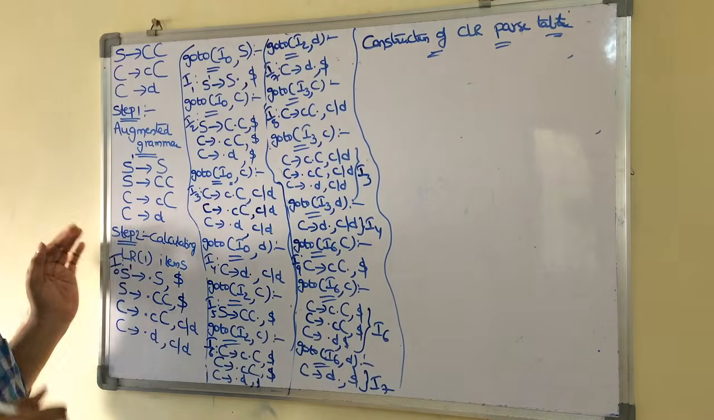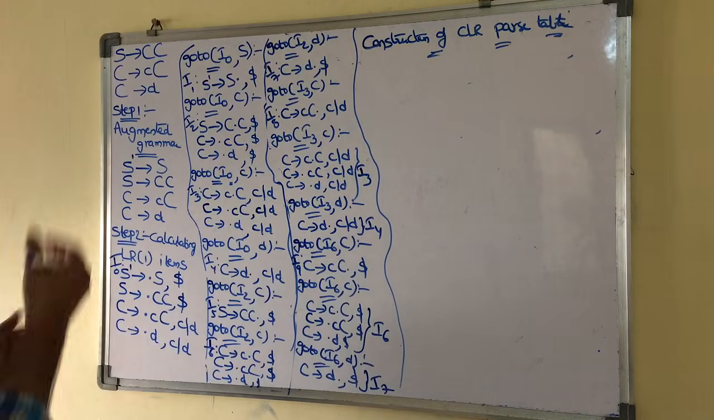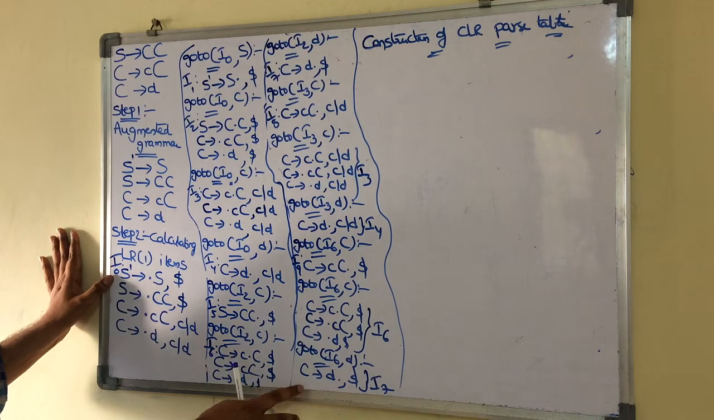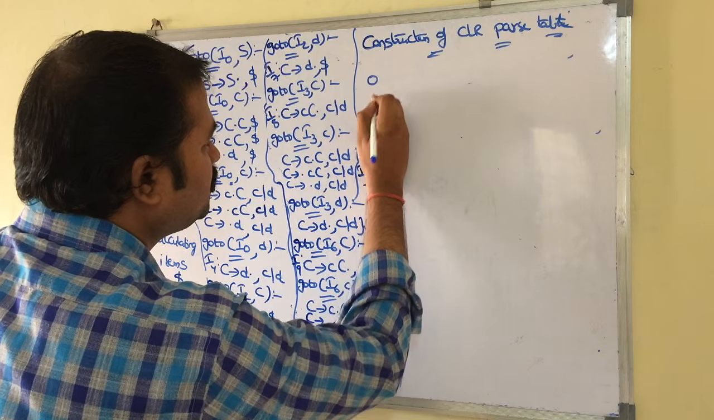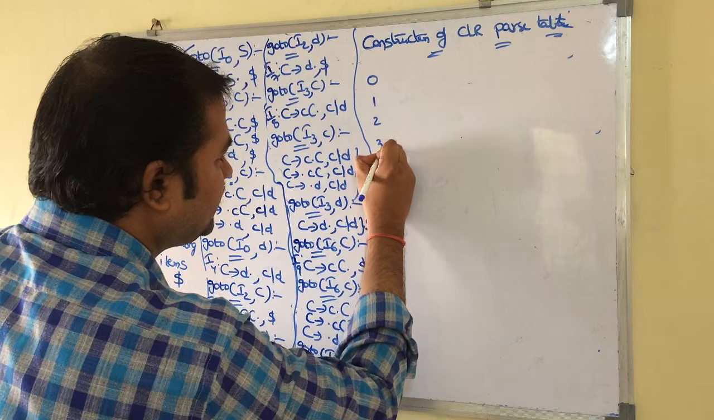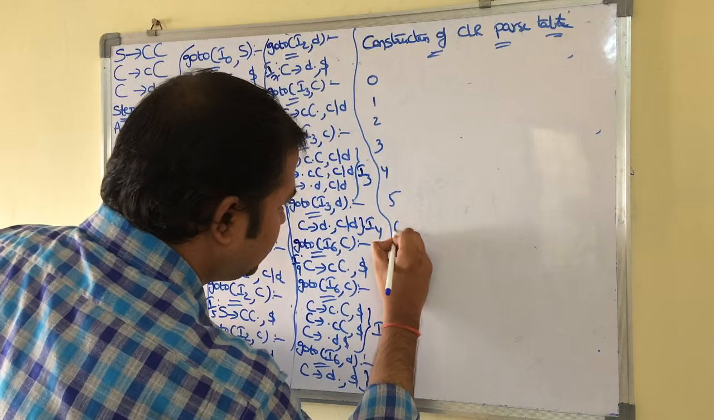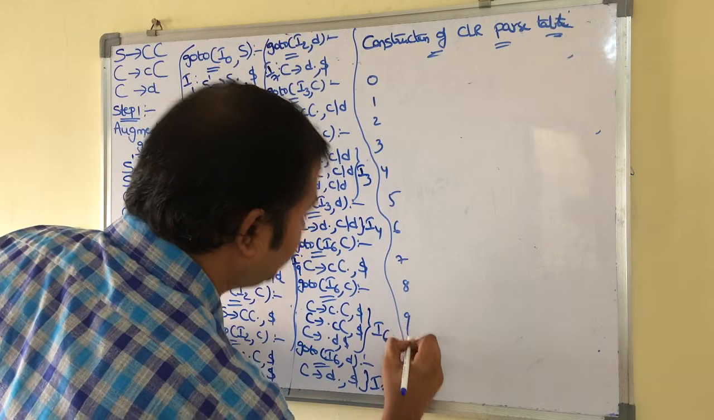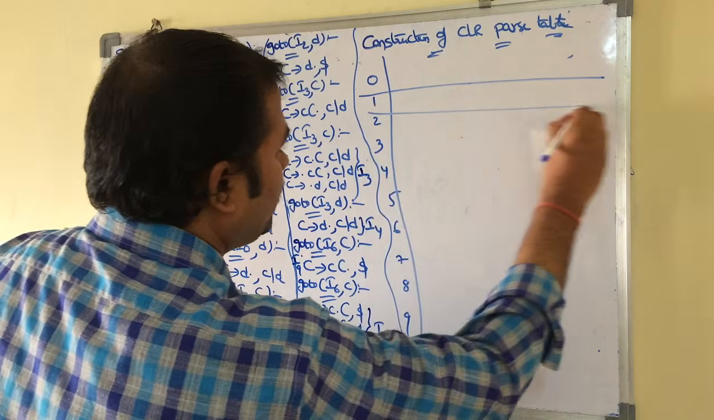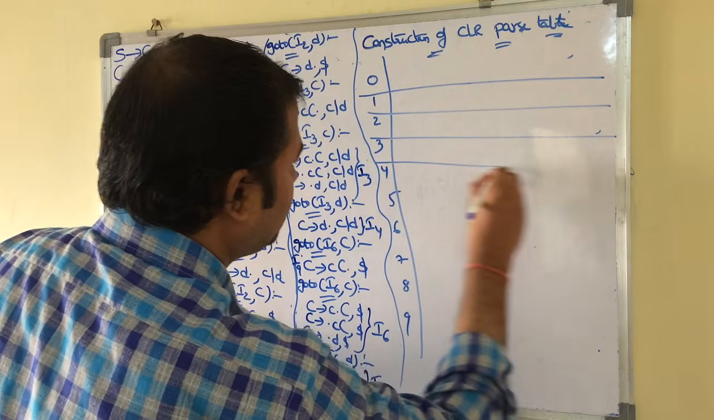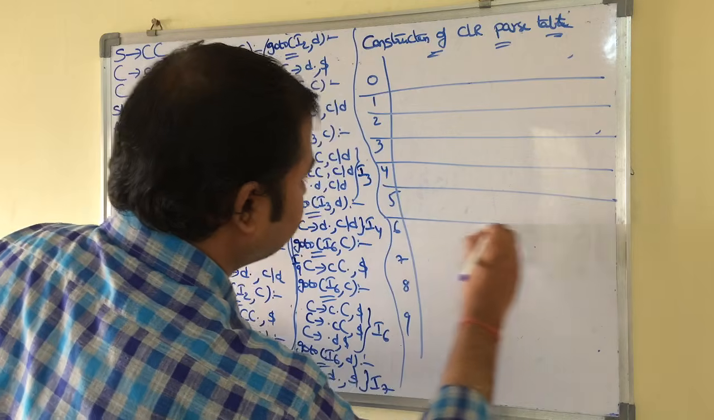So in order to construct the CLR parse table, we have to take the state names. Here we have 10 states from 0 to 9. So state 0, 1, 2, 3, 4, 5, 6, 7, 8, 9. So totally we have 10 states from 0 to 9. So write those states.